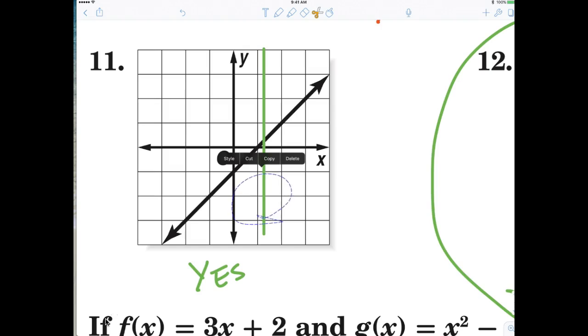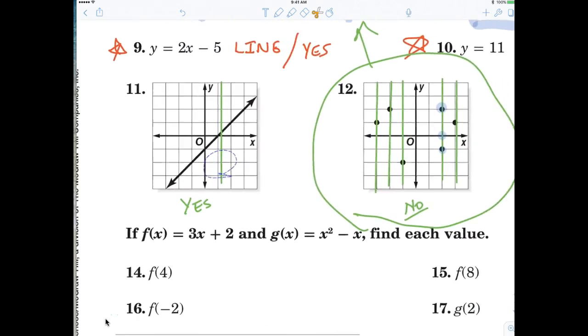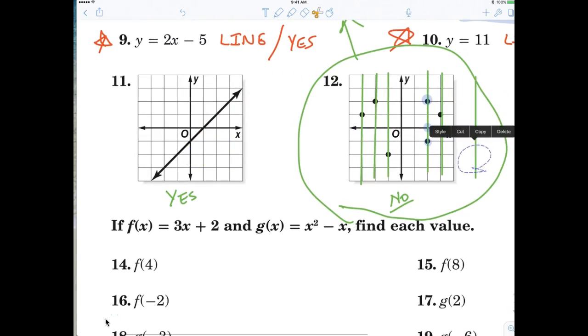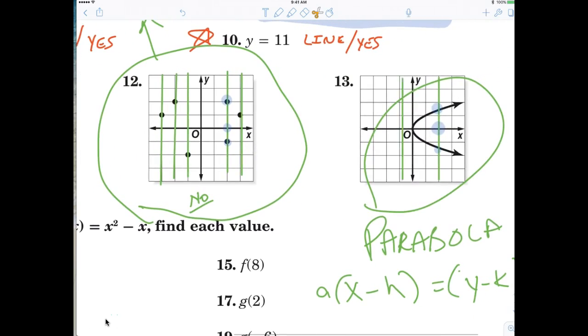Whereas on the other one, as I slide it left and right, it crosses more than once. It's really, truly that simple. That's why I tell everybody, if you do the work, it's really easy.